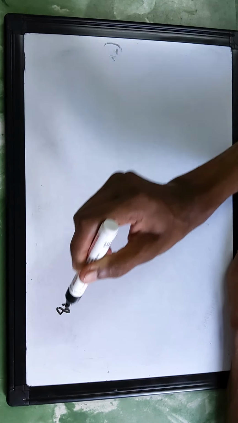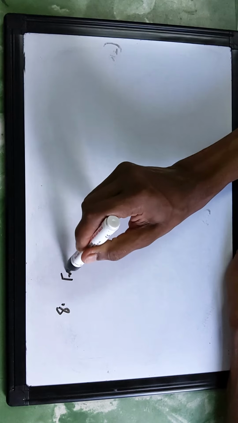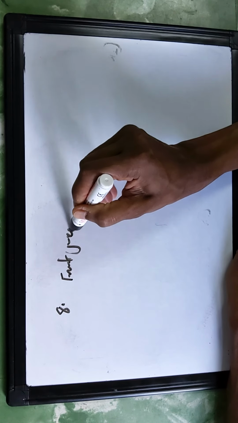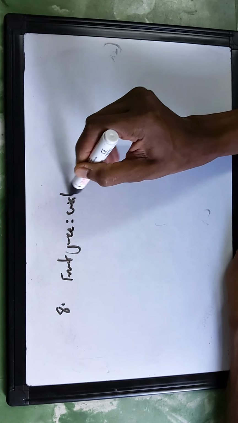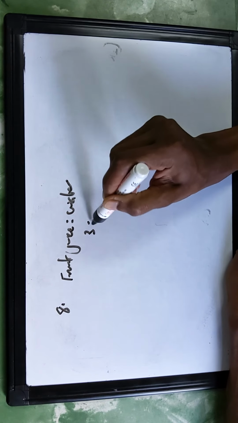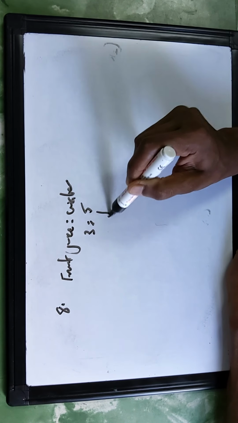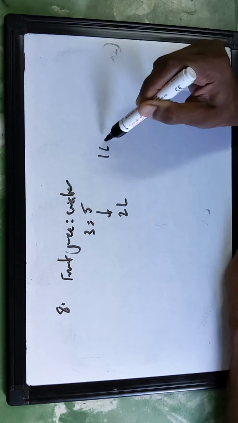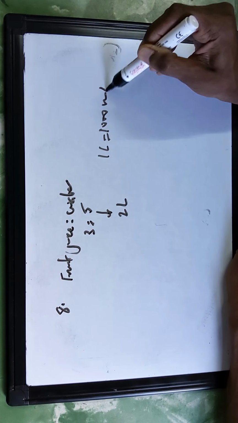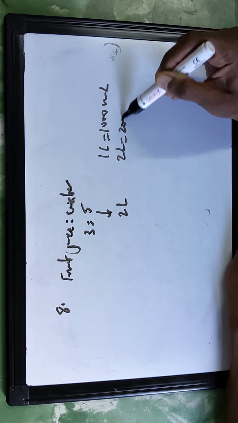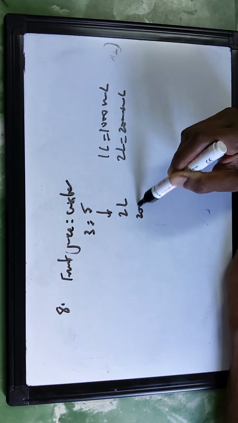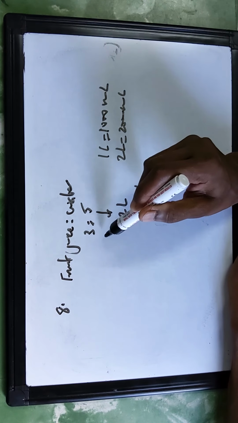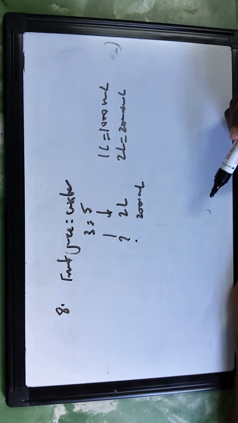Number 8. In making a fruit juice, juice is to water, that's a drink, in the ratio 3:5. The amount of water is 2 liters, so 1 liter equal to 1,000 milliliters. For 2 liters, that's 2,000 milliliters. You're required to find the amount of juice in milliliters.